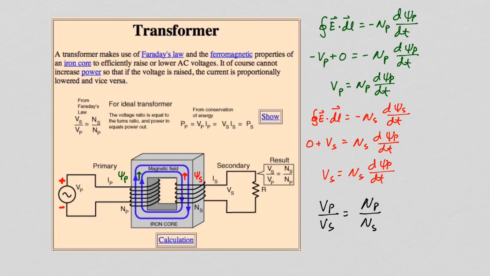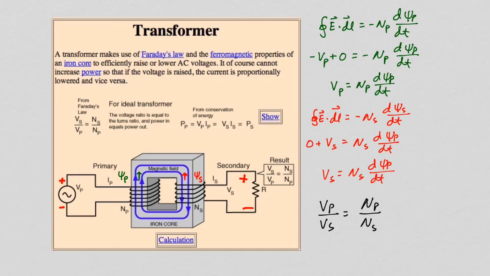So V sub p is equal to the number of turns in the primary times the change in magnetic flux with respect to time in the primary. Now applying Faraday's law to the secondary, on the left-hand side we'll just have V sub s, and on the right-hand side we will substitute for psi sub s minus psi sub p. So the voltage in the secondary equals the number of turns in the secondary times the rate of change of the magnetic flux in the primary with respect to time.